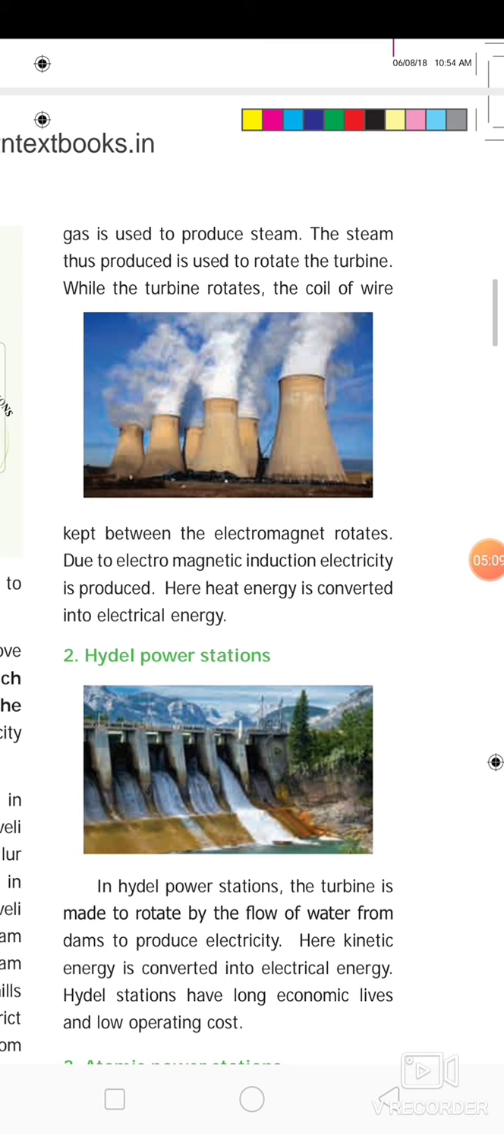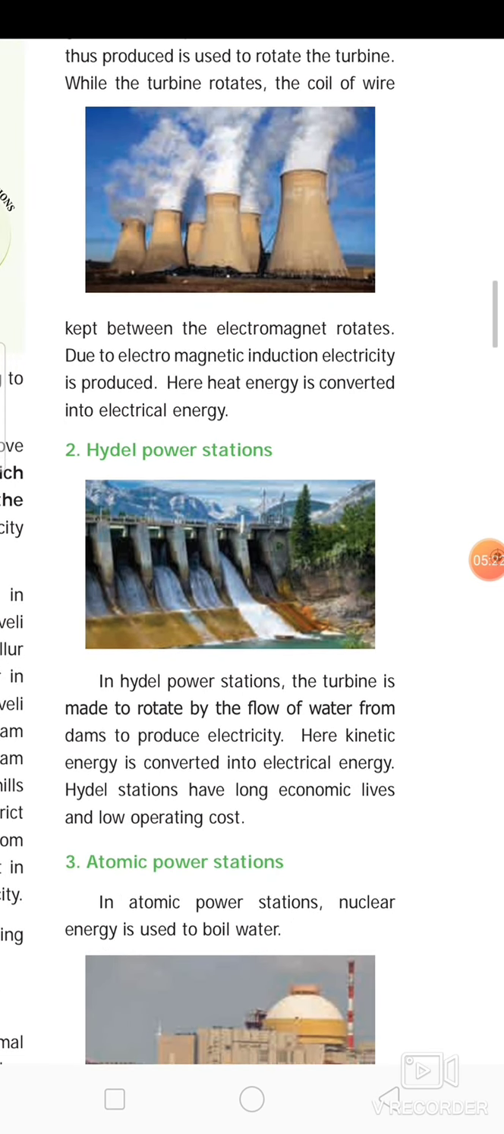In most power stations, the turbine will be rotated, and thereby electric power is produced using the electromagnetic induction process. Is it clear? Next, hydel power station.